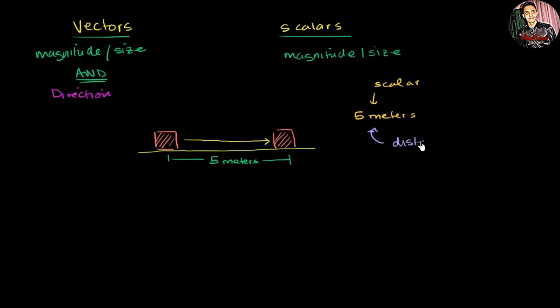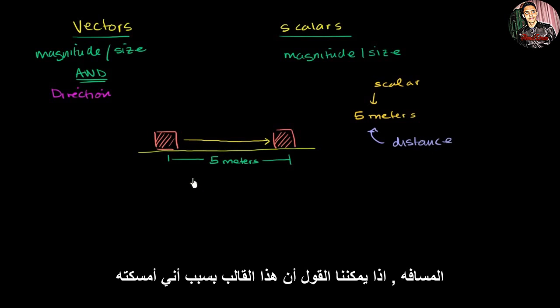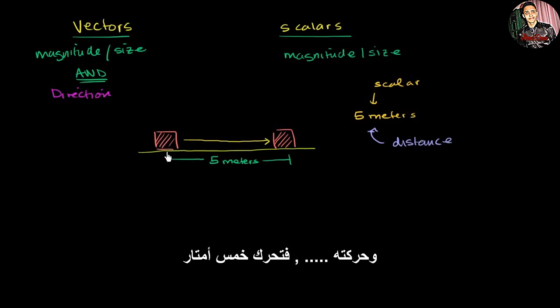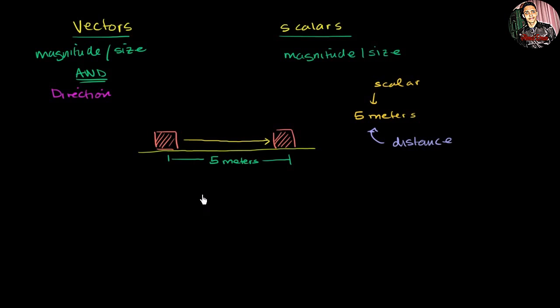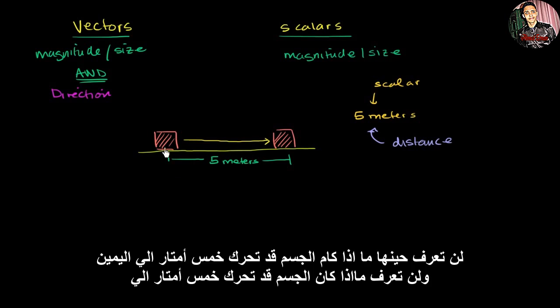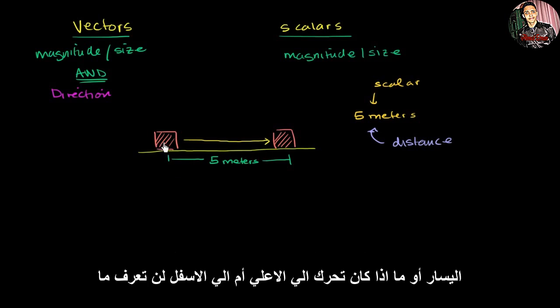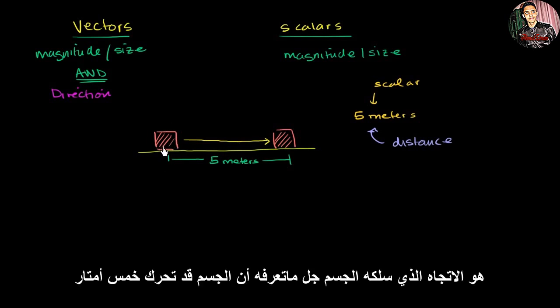So this is distance. So we could say that this brick, because of my picking it up and moving it, has moved a distance of 5 meters. But if I didn't show you this picture here, and someone just told you that it moved a distance of 5 meters, you wouldn't know if it moved to the right 5 meters. You wouldn't know if it moved to the left, up or down, or in or out. You just know it moved 5 meters.